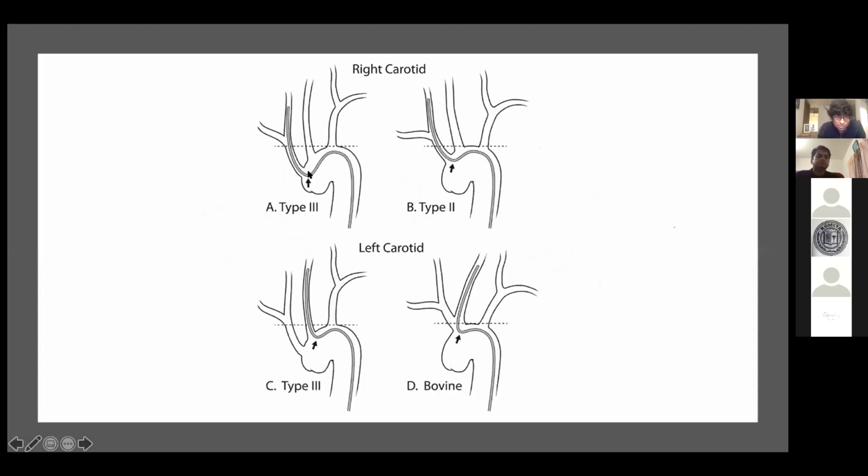So the bend and the cannulation are going to be more and more difficult as you progress from type 1 to type 2 to type 3 arches, or if it's a bovine arch with a common origin of both side carotids, it is going to be difficult.